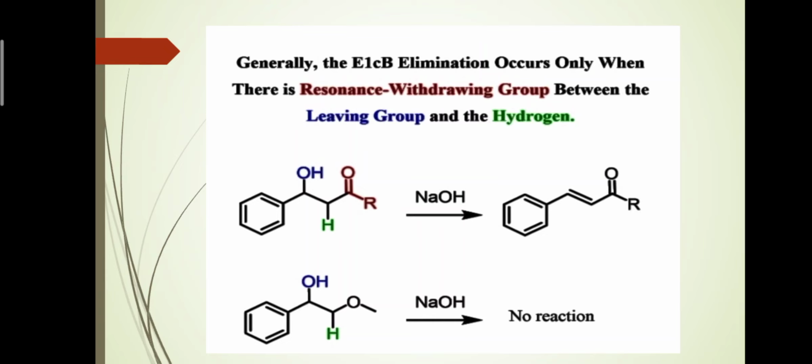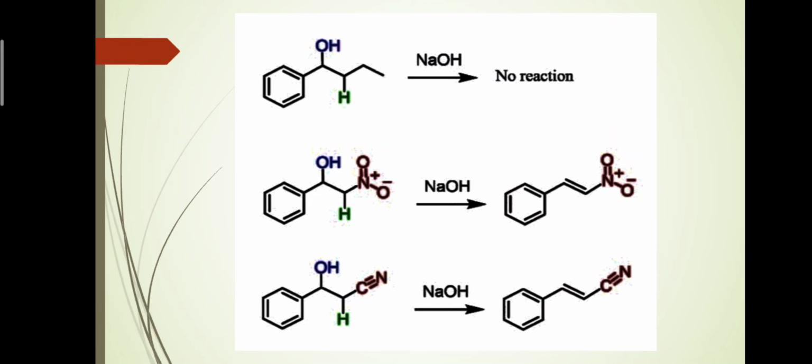Generally, the E1cB elimination occurs only when there is resonance with a withdrawing group between the leaving group and the hydrogen. Resonance with a withdrawing group. Here no reaction occurs. No resonance with a withdrawing group, no reaction occurs. It is a resonance with a withdrawing group.